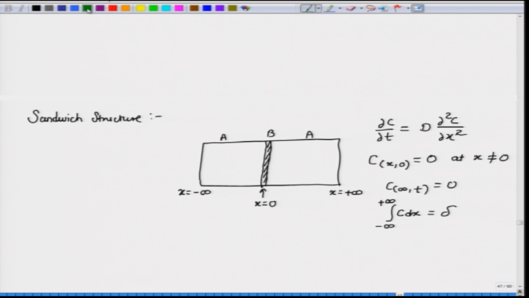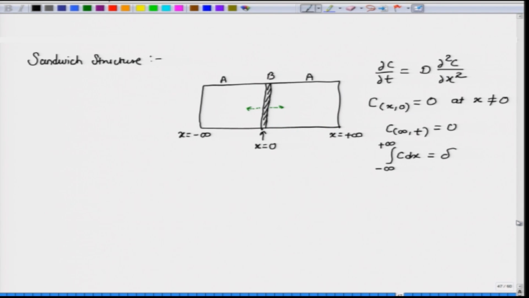So, unlike the previous case, now the diffusant is diffusing in both the directions. Earlier it was on the surface, so it diffused in only one direction. Now, here it is diffusing in both the directions. So, we can follow the Laplace transform procedure and we will get a similar type of solution. C bar is equal to p exponential minus root s by D x plus q exponential plus root s by D x.